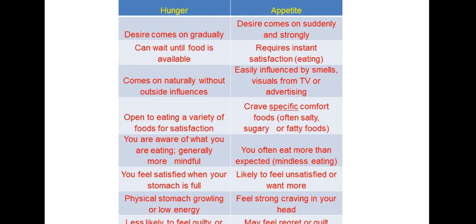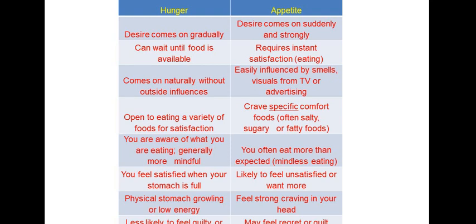In hunger, you are open to eating a variety of food for satisfaction, whereas in appetite, you crave specific comfort food, it may be salty food, sugary food, or fatty food that you are willing to eat.